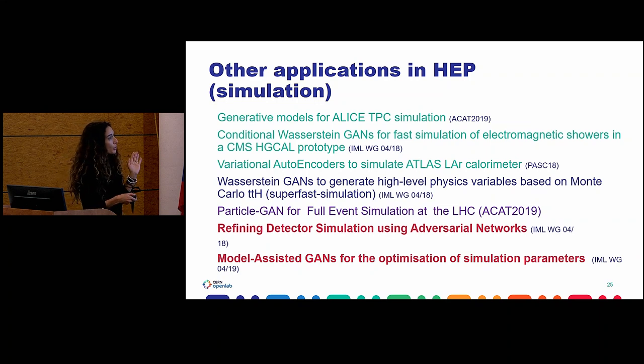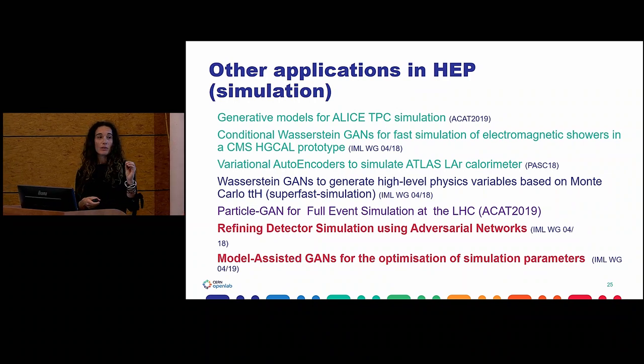I just wanted to resonate again with what was shown before. GANs are also very good at refining simulation. You should not think of them as just something that can replace Monte Carlo, but also as something that can improve your Monte Carlo simulation for those cases in which you don't manage to get a clear description of your detector.